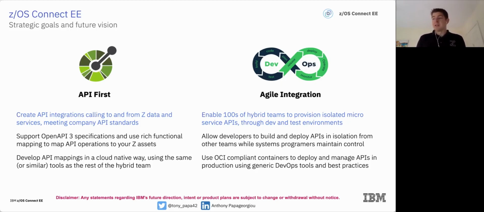And the most natural way for us to do that is to support running z/OS Connect in OCI compliant containers and deploy, as I said, on top of that IBM hybrid cloud infrastructure, most likely involving OpenShift. But containers, if you want to pick them up and run them wherever, it's an open standard, so you're more than welcome to do that. So from a high level, those are the two goals.